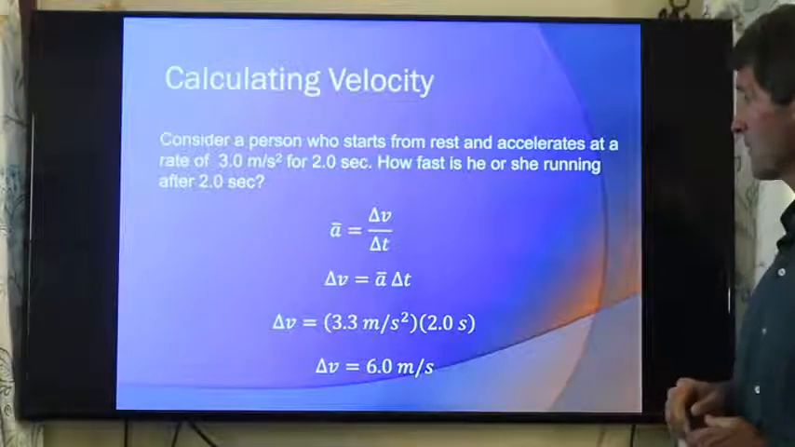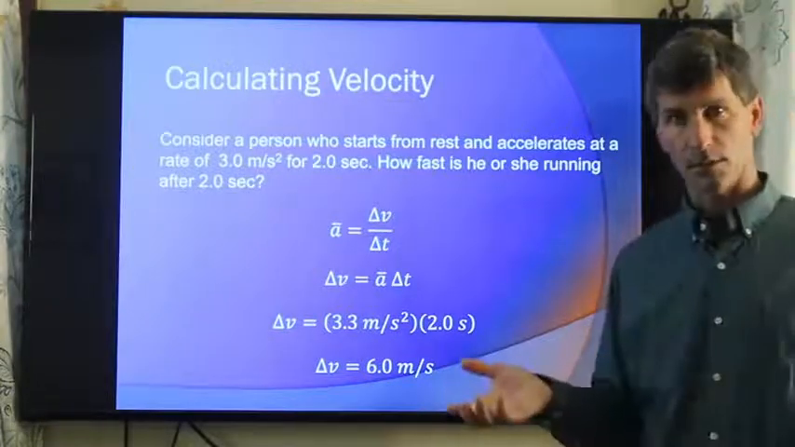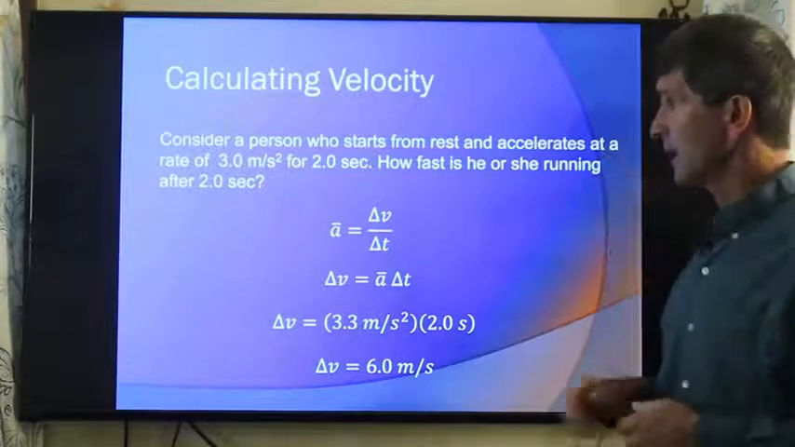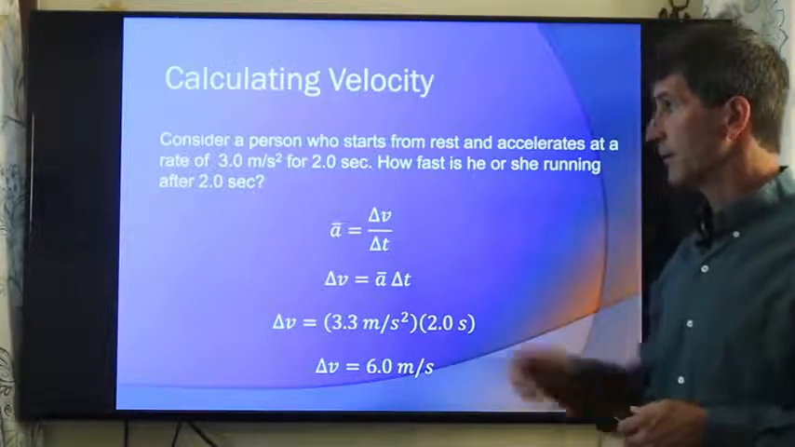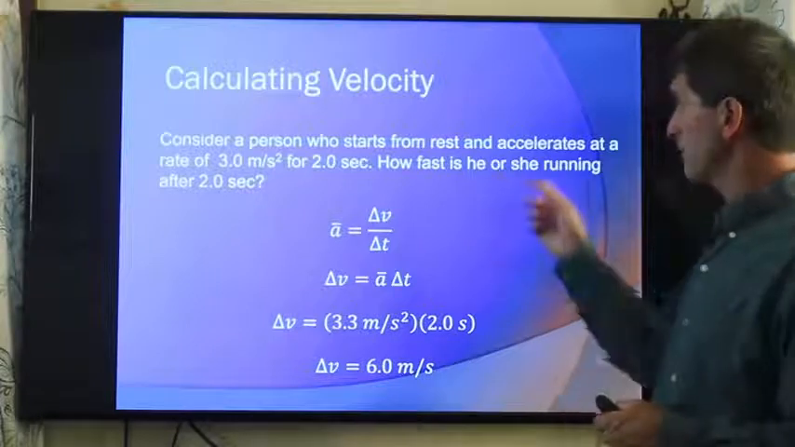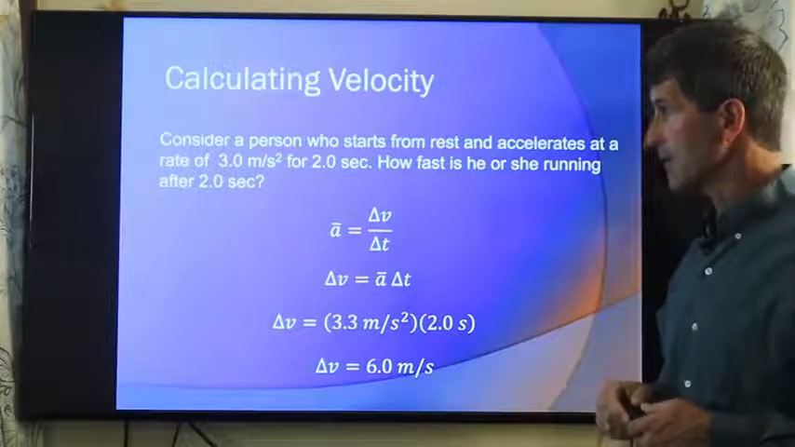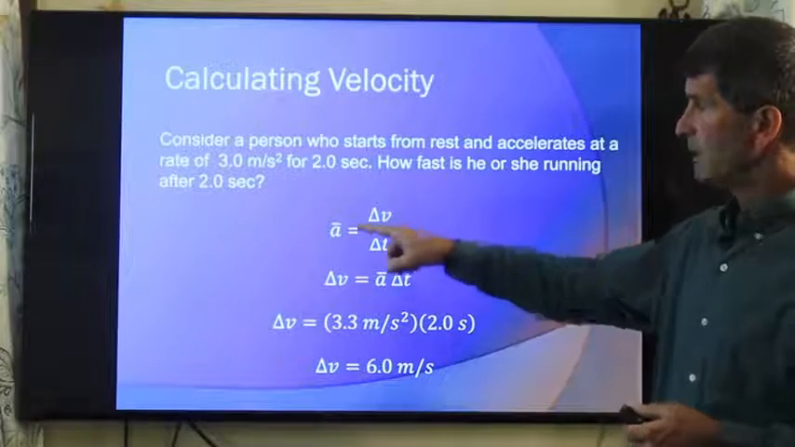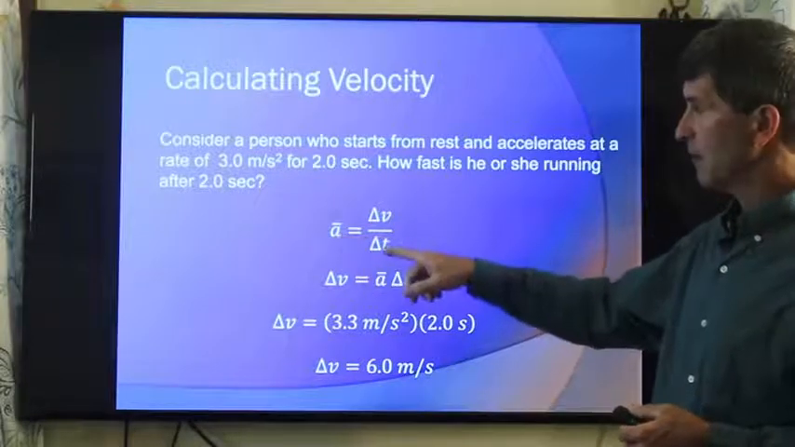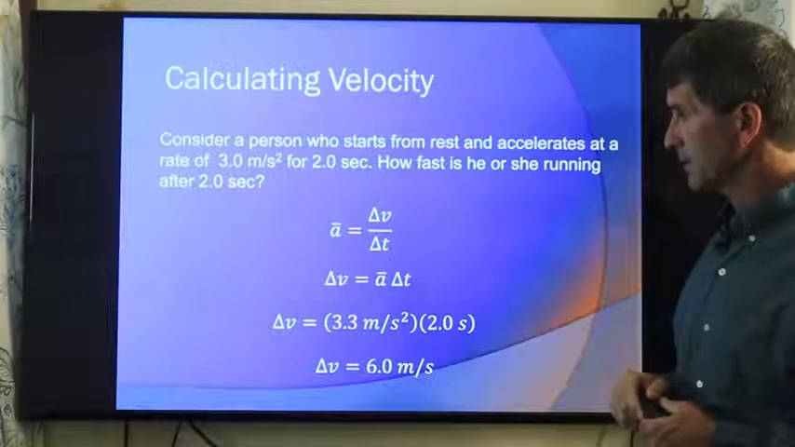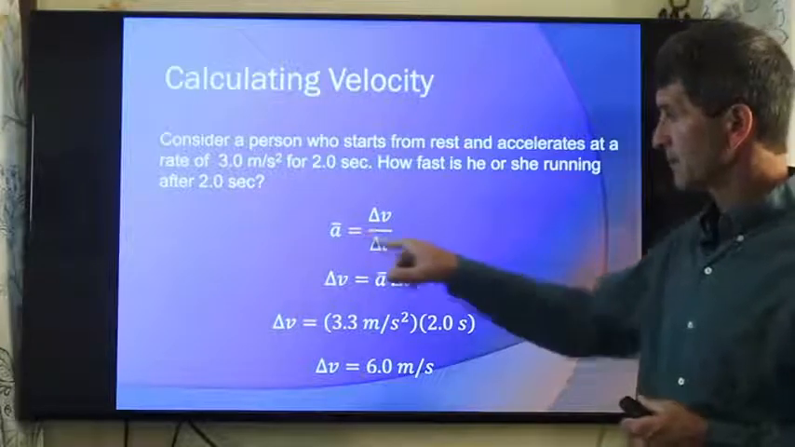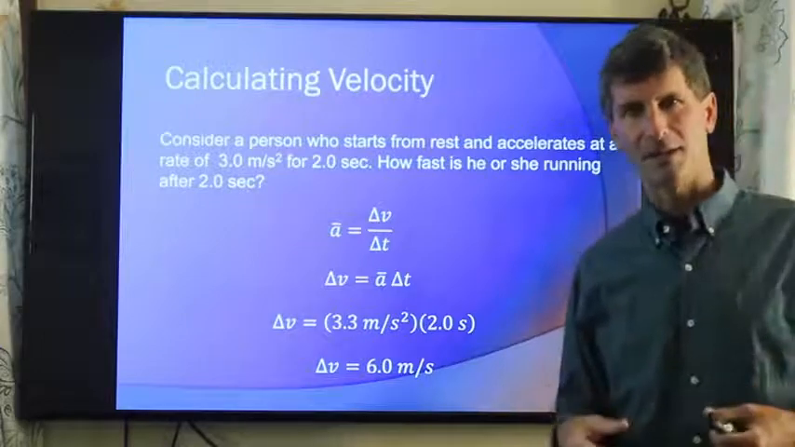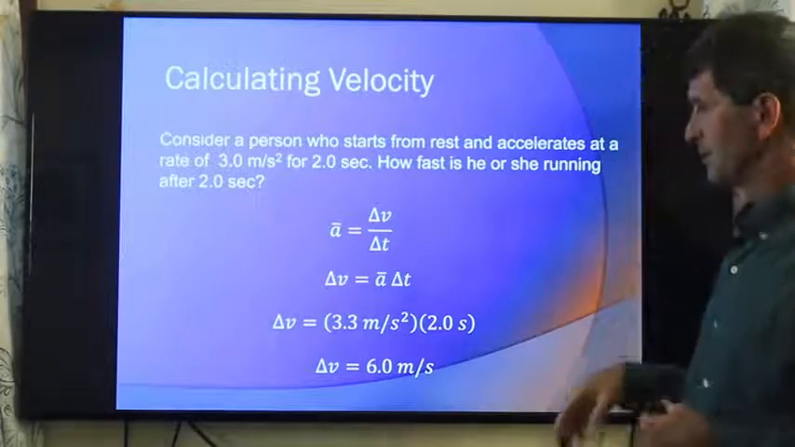Consider a person who starts from rest. So we're starting with an initial velocity of 0. It accelerates at a rate of 3 meters per second squared for 2 seconds. How fast is he or she running after 2 seconds? So here we do the calculation. We know average acceleration. We know the change in time. I'm going to multiply this to both sides. So we'll just have delta V on the left-hand side. I think I said divide by average acceleration. We don't need to do that here.